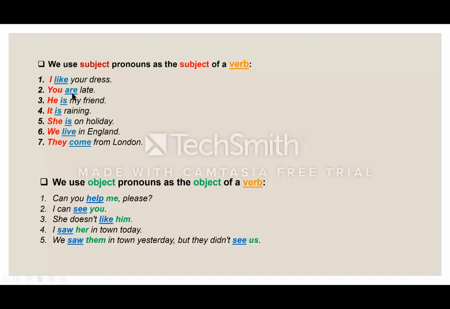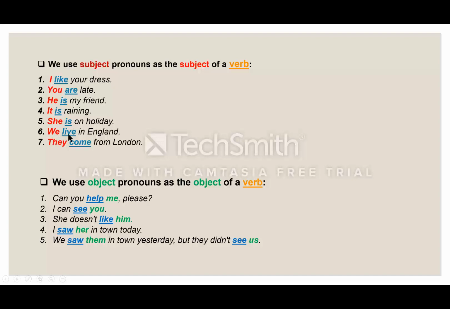You are late. You comes before the verb are, so it's a subject. He is my friend. He comes before is, the verb, so it's subject. It is raining. It comes before the verb is. She is on holiday. She is a pronoun that comes before the verb, as the blue is the verb, so we write she.